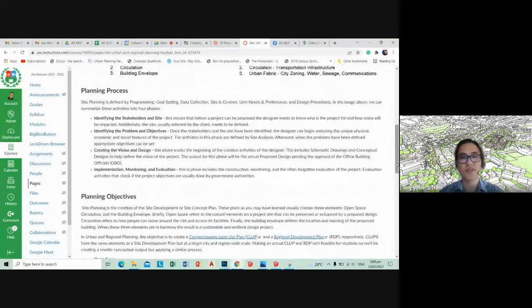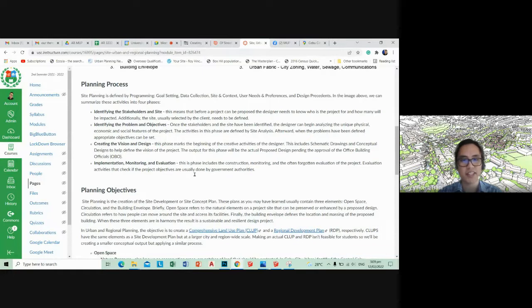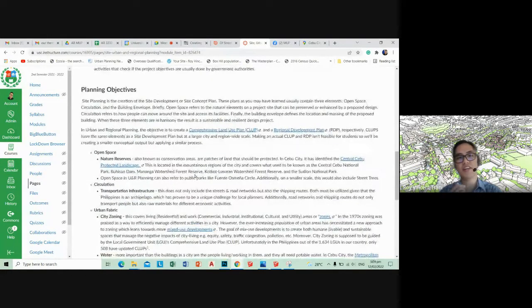Okay, so that's basically the planning process. These are the descriptions which I just discussed: 1, 2, 3, 4, vision, design, implementation, monitoring, etc. So what are the objectives in site planning and also in regional planning?